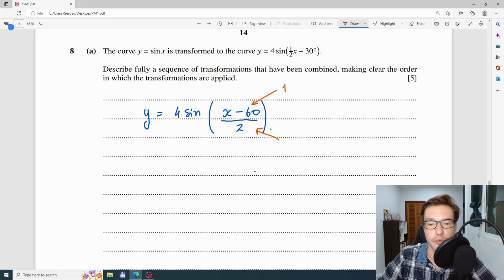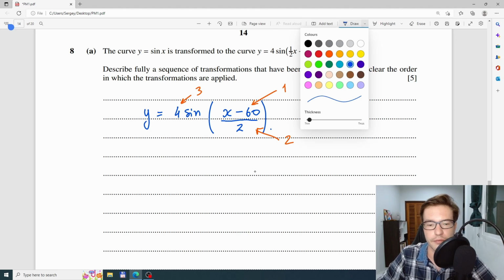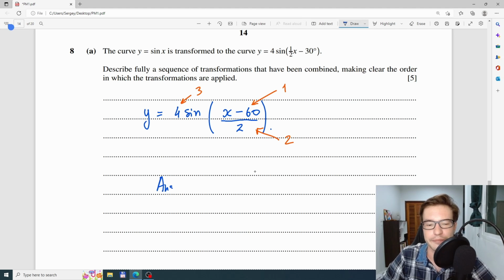Then I will think what's going to happen when I divide the result by 2. That's the second. And finally, I would have to multiply by 4. So that's going to be the third part of our transformation. I'm actually ready to state the answer straight away. So first, when I subtract something from x, it's going to be a translation. So the first translation. The curve is going to move to the right by 60. So the vector is going to be (60, 0).